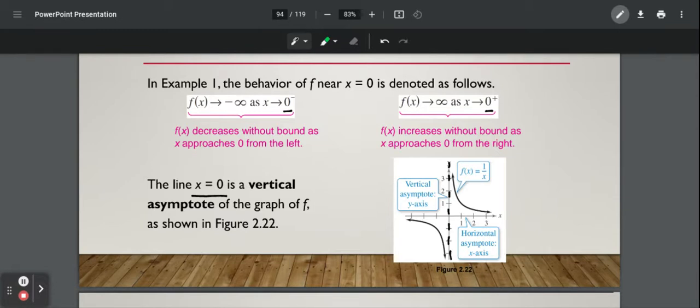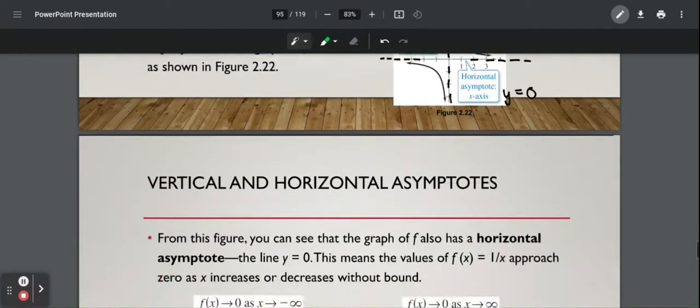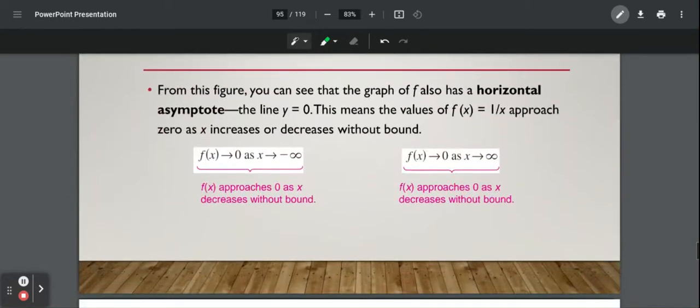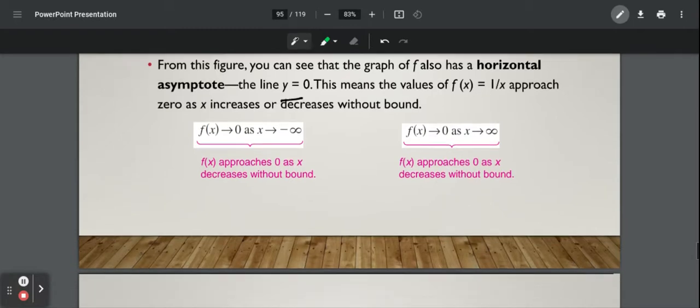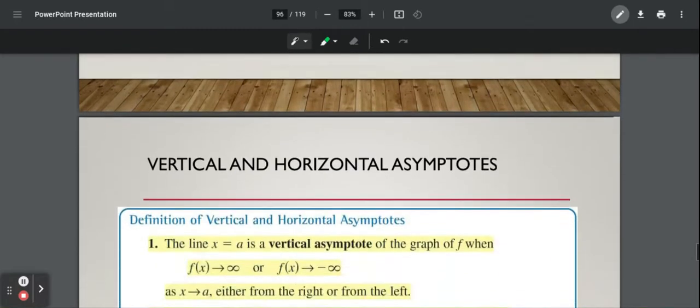Your horizontal asymptote is what the ends of your graph approach as your x value goes to positive and negative infinity. And so in this case, our horizontal asymptote would be the x-axis, or we could say y equals 0. From the figure, you can see that the graph has a horizontal asymptote at the line y equals 0. That means that it just approaches that line as your values get towards their ends.